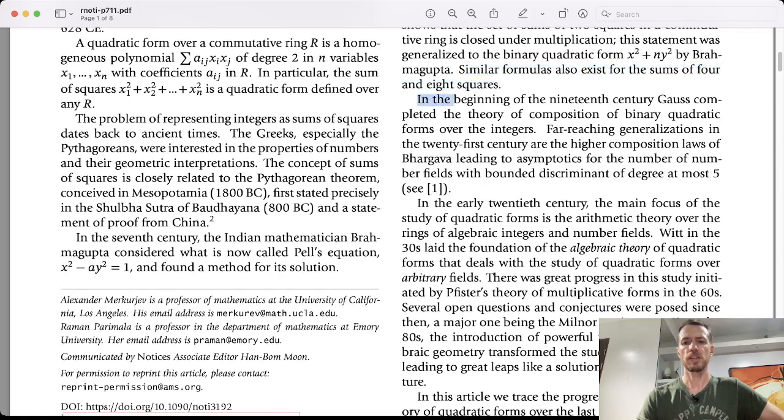In the beginning of the 19th century, Gauss completed the theory of composition of binary quadratic forms over the integers. Far-reaching generalizations in the 21st century are the higher composition laws of Bhargava, leading to asymptotics for the number of fields with bounded discriminant of degree at most 5.